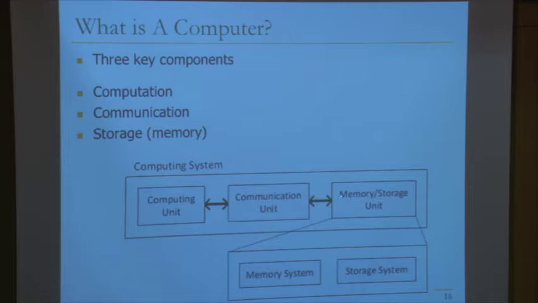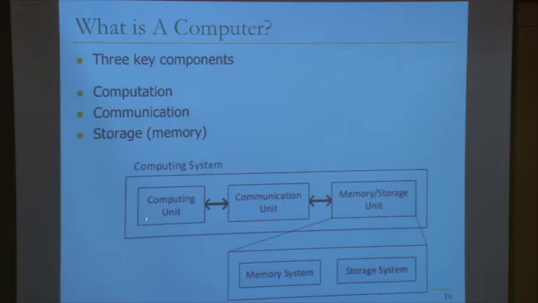And you can divide the memory storage unit into two, potentially. You can have a memory system which contains the working memory, the data that is needed by the programs that are currently running, and the storage system, which is more persistent, long-term data. You could think of this as short-term versus very long-term memory, right? It's persistent and not necessarily persistent. Okay?